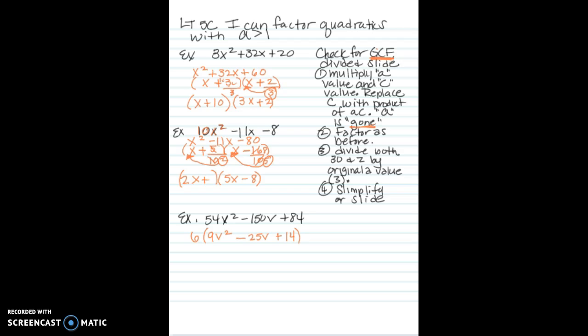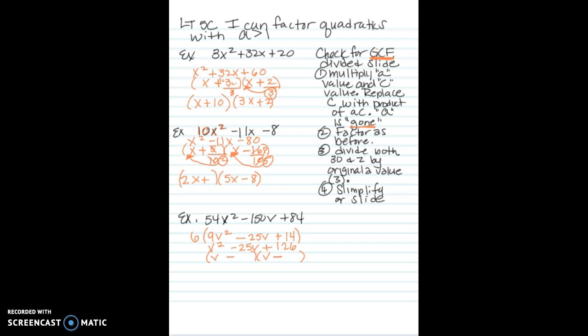Now I'm going to divide and slide like normal. So I multiply the 9 and the 14, which gives me 126. So my new trinomial is v squared minus 25v plus 126. I know I need two sets of parentheses, and I know that since I have a minus and a positive, I will need a minus and a minus. The factors of v squared are v and v. Now I need the values that are the factors of 126 that I can add to 25.